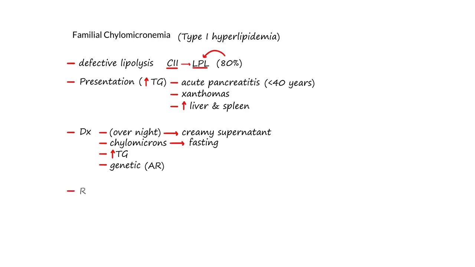When we talk about the treatment, really all you can do is restrict triglycerides in the diet. Familial hypercholesterolemia in the old Fredrickson system was called a type 2 hyperlipidemia. And this is one of the most underdiagnosed diseases that we have. It is an autosomal defect in the LDL receptor.